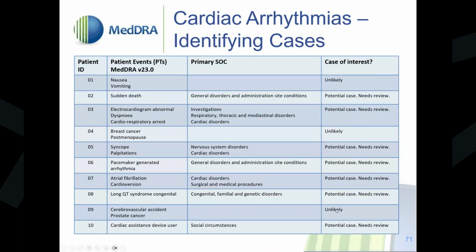marked the rest as potential cases, even though when you're looking at the primary SOC, many of these are not even cardiac. So the sudden death is relevant, but it's under the general SOC. The ECG abnormal is relevant, under the investigations. Dyspnea under the respiratory. Syncope under the nervous system. Cardioversion is a relevant surgery. If you're looking for congenital, the QT syndrome, that's a congenital SOC.